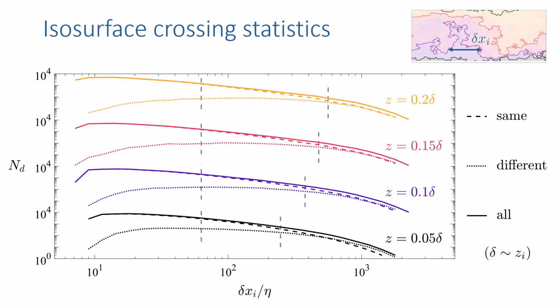We see the same trends for other wall normal positions where we have a power law in the inertial subrange, and then a cutoff behavior at the larger intervals.